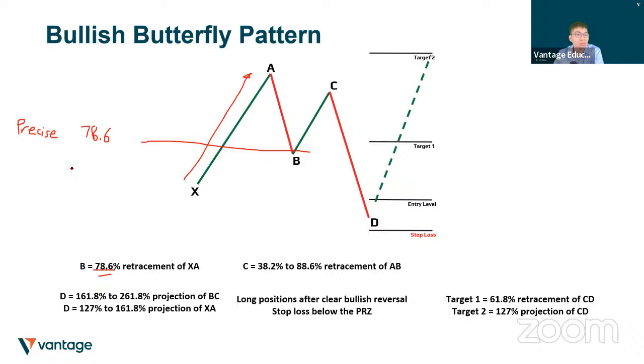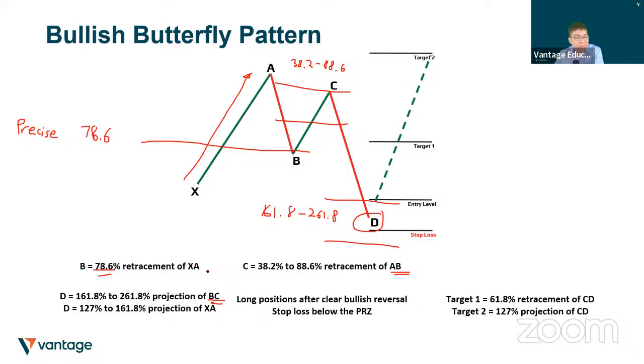Well, point C could retrace anywhere between 38.2% to 88.6% of the corrective leg AB, including all ratios that fall between these two constraints. Oh yes, the pattern is completed at point D, right here. That will be located between 161.8% to 261.8% projection of BC. Just do note all these areas now, they're highlighted.